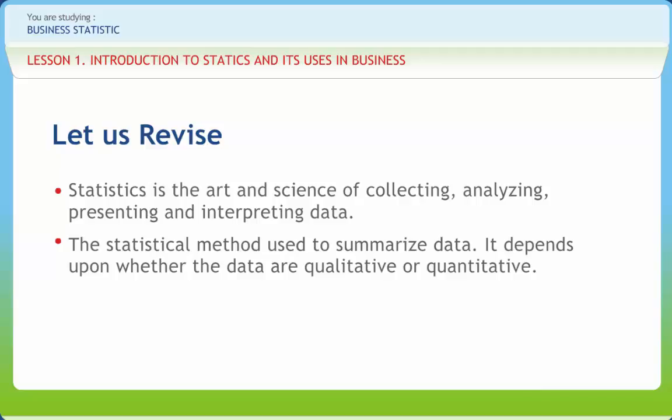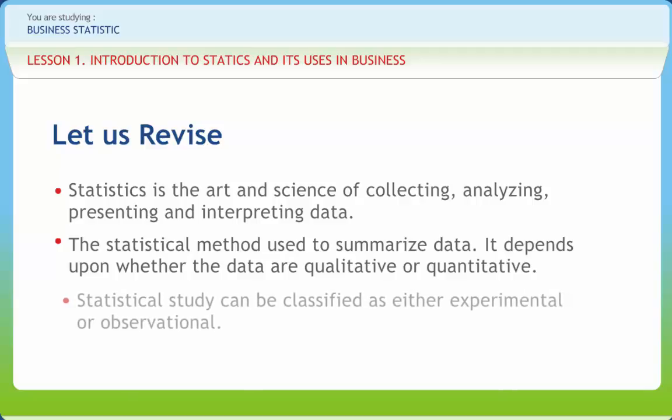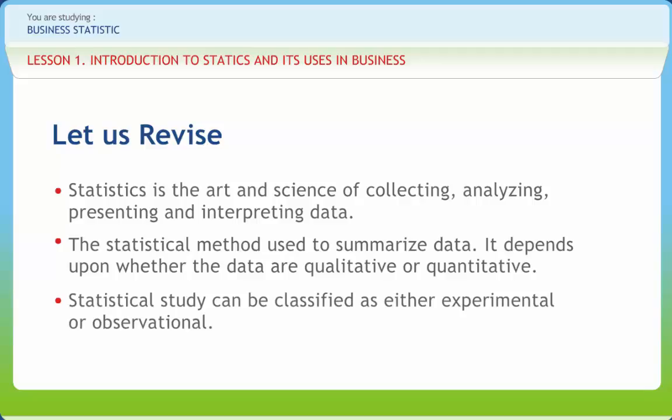Qualitative data use the nominal or ordinal scale of measurement and may be non-numeric or numeric. Quantitative data is the data that indicates how much or how many elements. Quantitative data uses the interval or ratio scale of measurement and are always numeric. Statistical study can be classified as either experimental or observational. All facts numerically stated are not statistics.